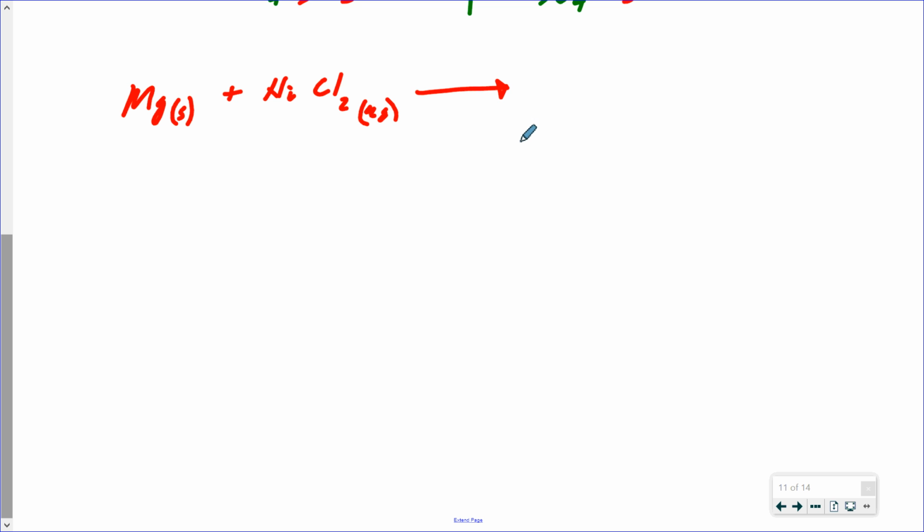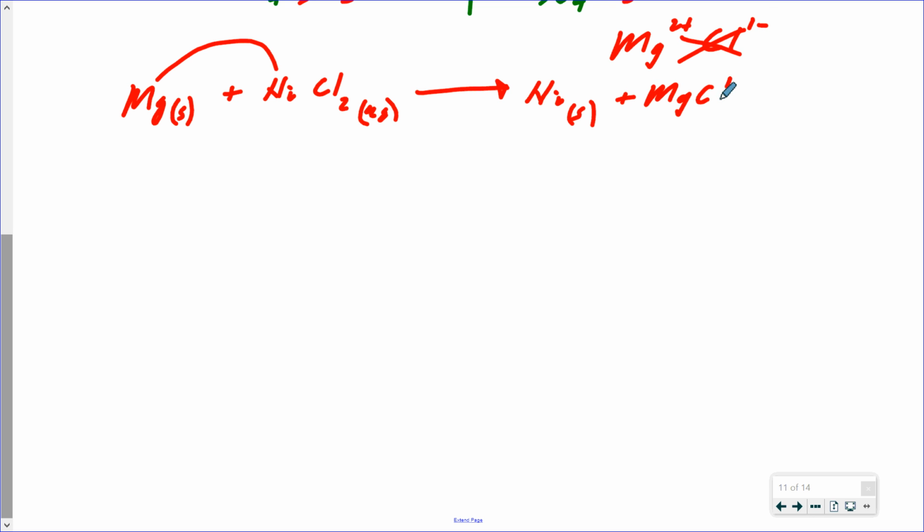And we're going to go ahead and write our products. Magnesium and nickel are the metals, so we're going to flip those around. Nickel is now going to end up on its own, and we're going to have our magnesium 2 plus. Now with our chloride 1 minus, crisscross, and we end up with MgCl2 for this one, and that ends up being aq.